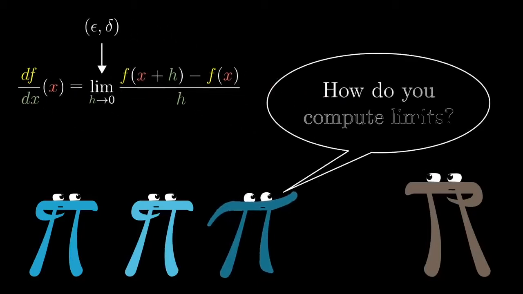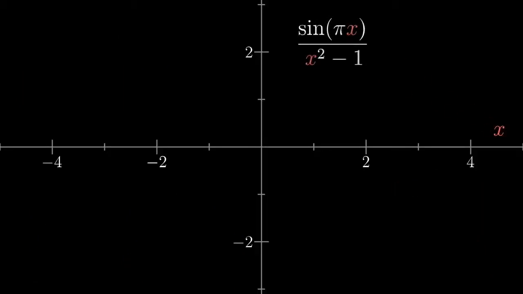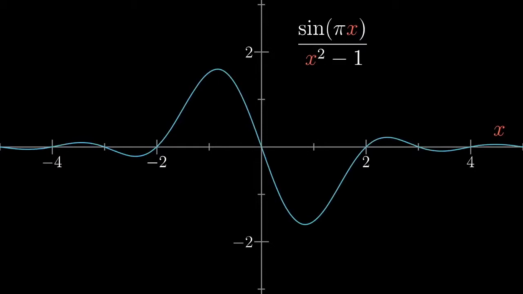So let's finish things off here with a trick for actually computing limits. For instance, let's say for some reason you were studying the function sine of pi times x divided by x squared minus 1. Maybe this was modeling some kind of dampened oscillation. When you plot a bunch of points to graph this, it looks pretty continuous.